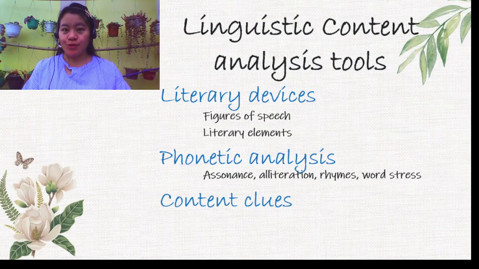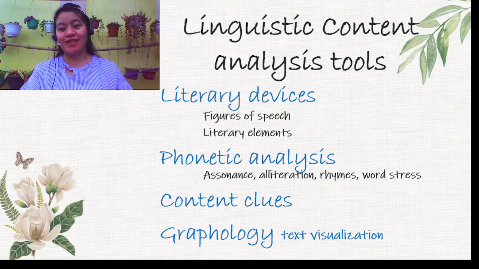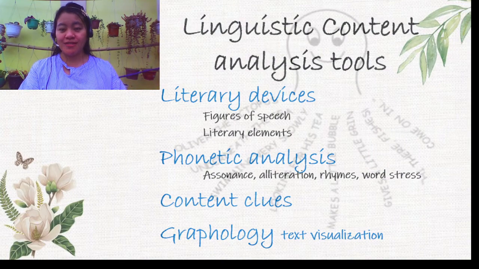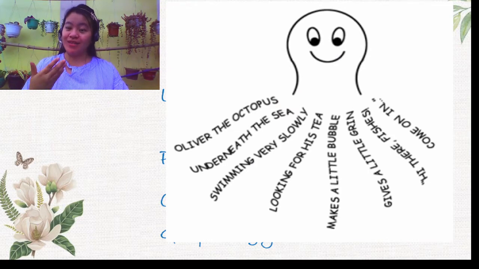And we also use content clues as a reader or a critic. We use content clues to unlock difficulties within the text. And another special factor would be graphology or text visualization. These are, for example, our wonderful octopus. Now, from the picture alone, you could generally have the idea of what it's going to be about.